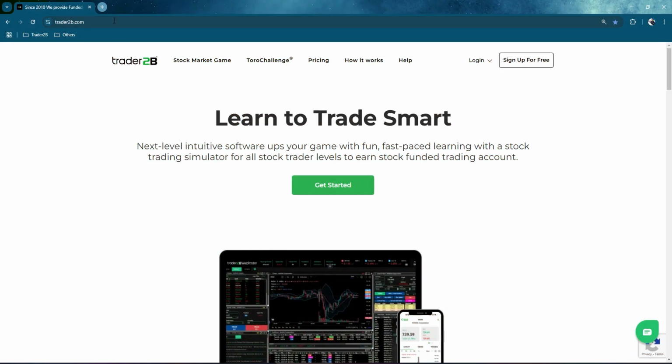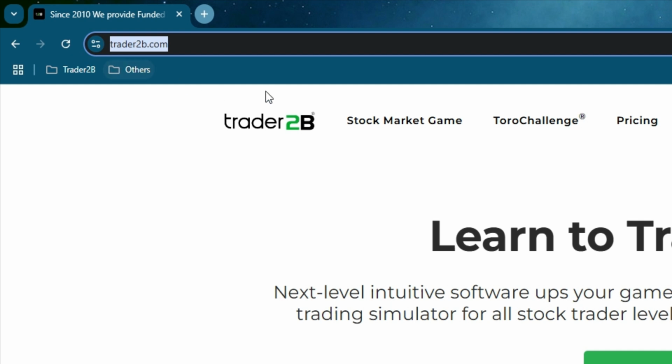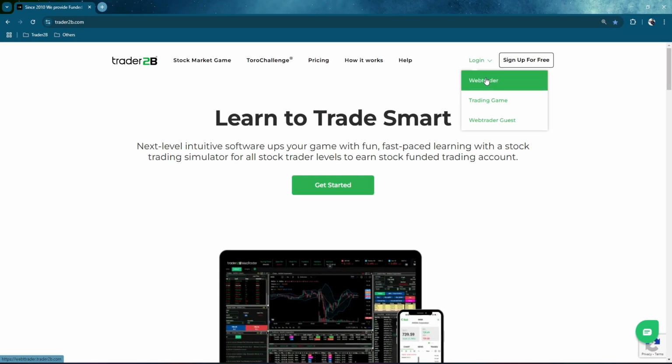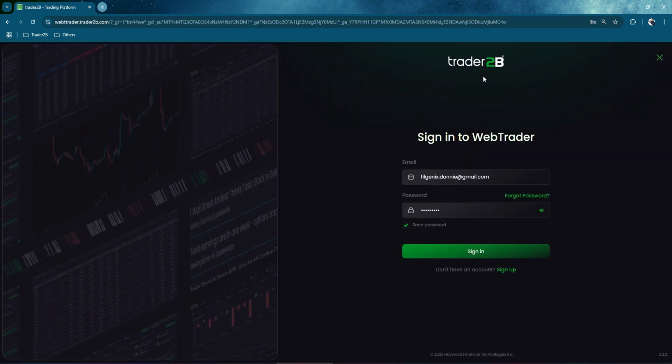Step 1. On the Trader2B website, www.trader2b.com, at the upper right area where it says Login, there's a drop-down and click Web Trader. Step 2. You will be directed to the Web Trader login page.